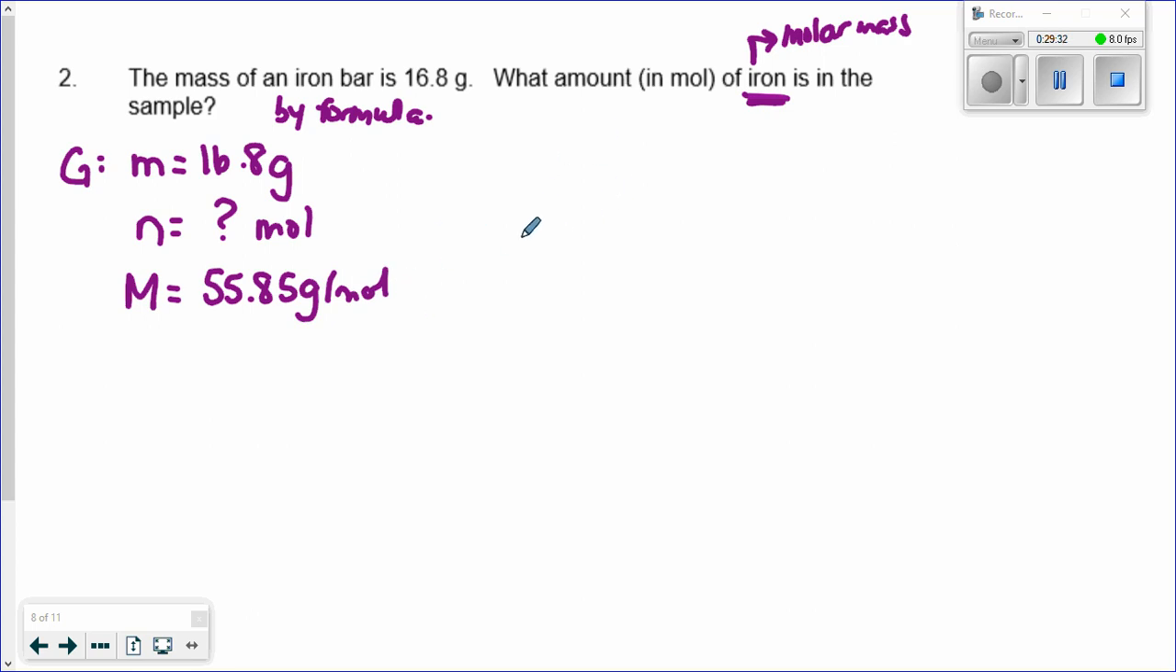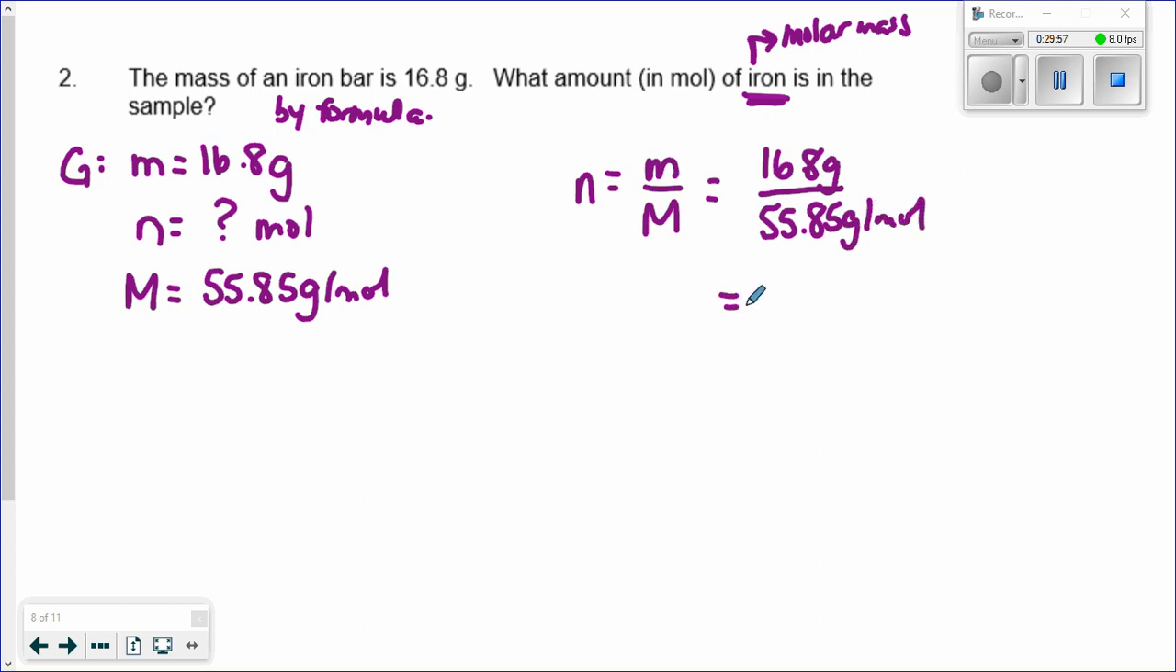Our formula is n equals mass divided by molar mass. Again, we're looking for n in this case, so we don't need to rearrange anything, but now we need to substitute in our given values. So 16.8 grams divided by 55.85 grams per mole gets us 0.301 moles of iron.